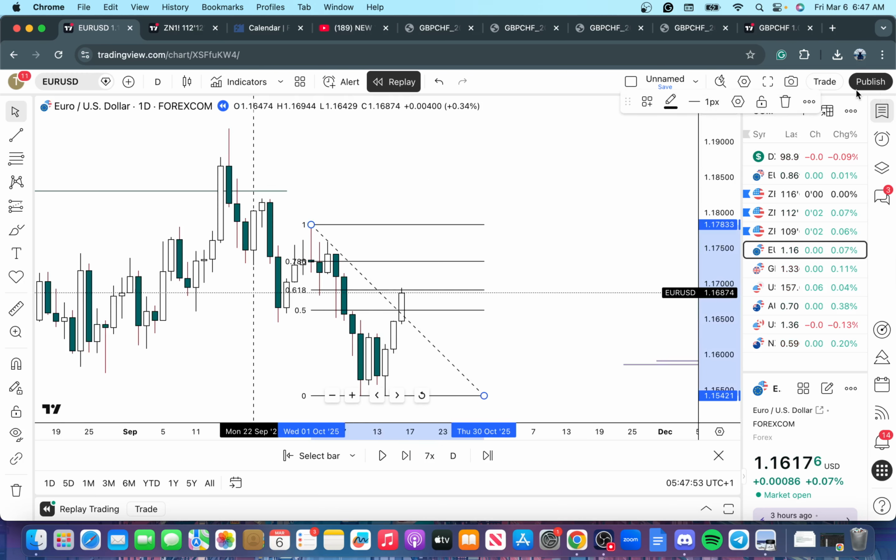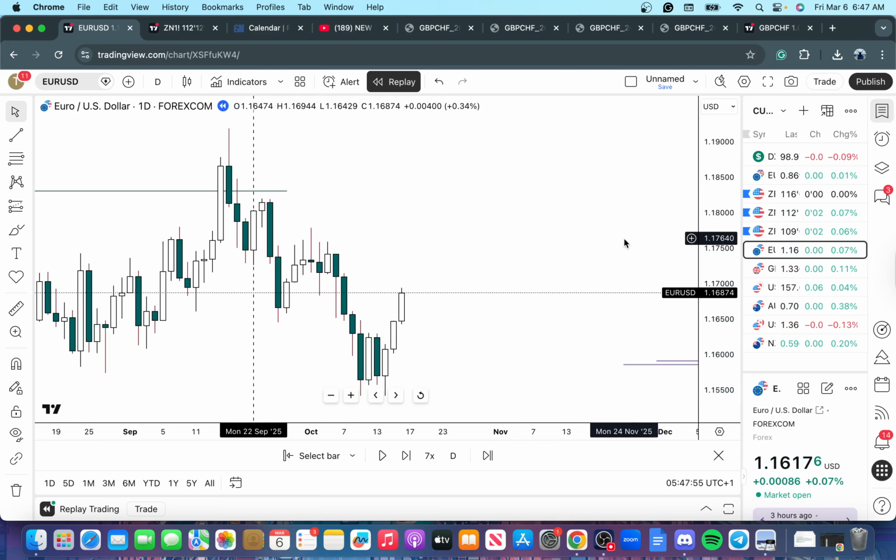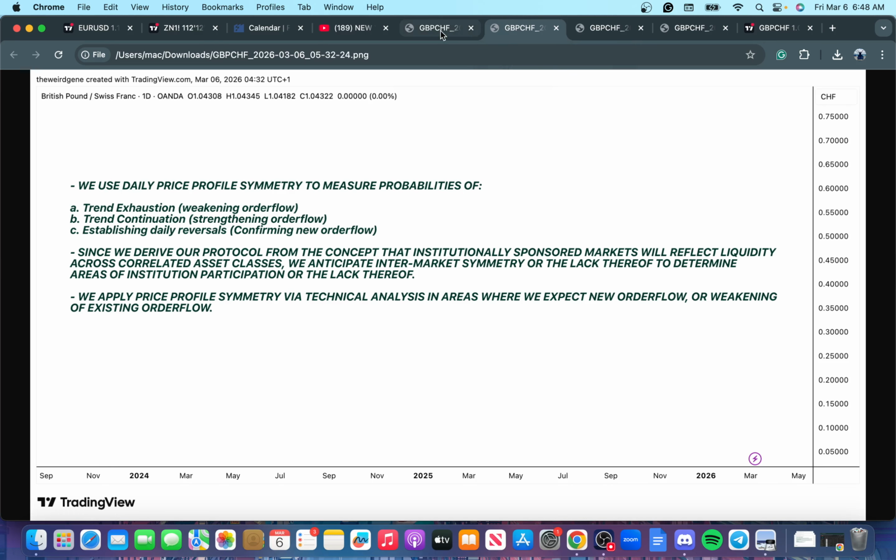So again, this is how you can utilize daily price profile symmetry for trend exhaustion at external range liquidity pools and also internal range liquidity pools. I'll see you in the next video, where we're going to talk about the daily price profile symmetry and its application for trend continuation. So how can we determine if the market is more likely to continue to see a breakout and follow through after that breakout as the market reaches for external range liquidity pools?